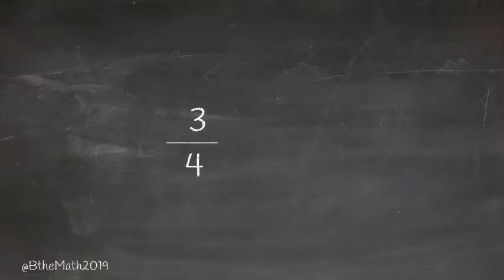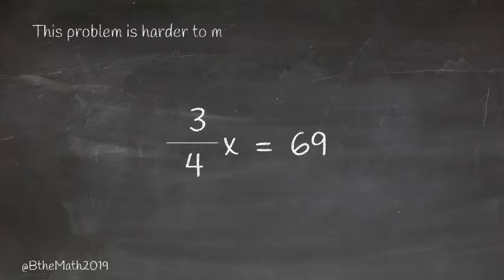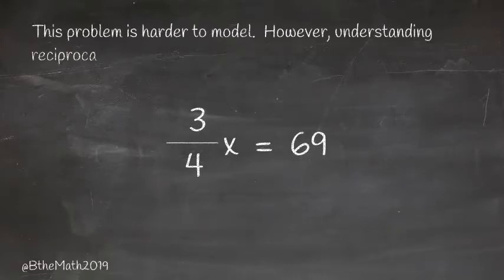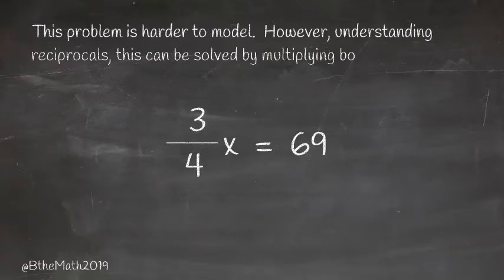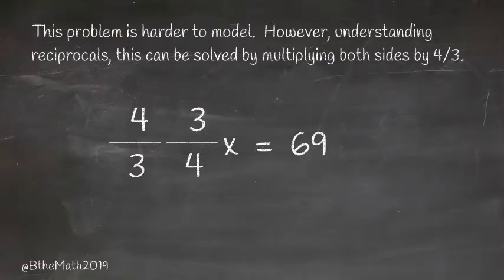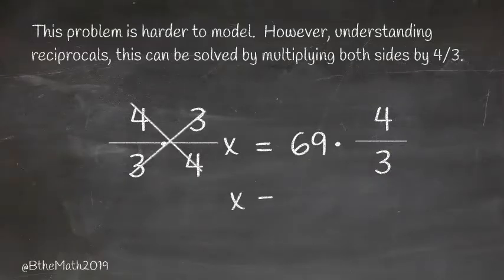In the problem 3/4 x equals 69, it's harder to model. But understanding reciprocals, you can solve it by multiplying both sides by 4/3. The 4's and the 3's will cancel, and so x equals 92.